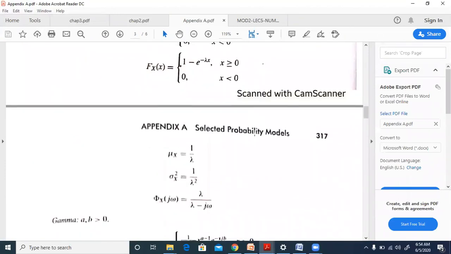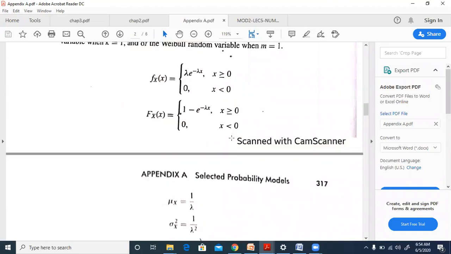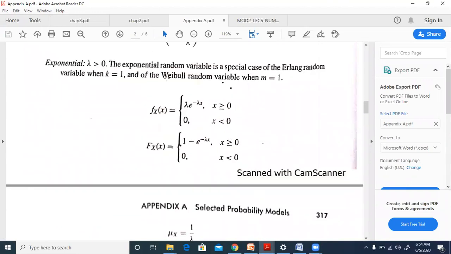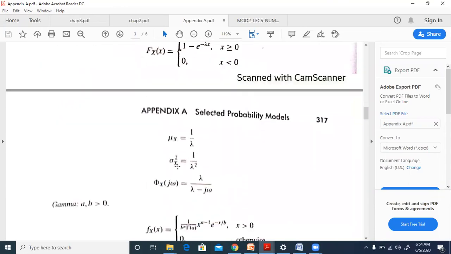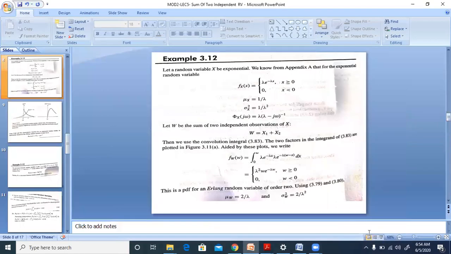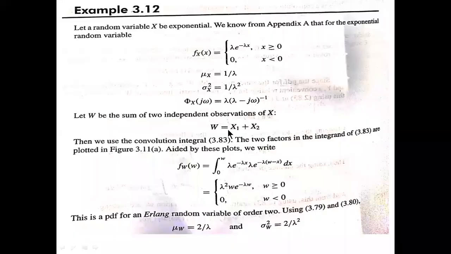This is the f_X(x) which we considered, with mu_X, sigma_X, and then the characteristic function. This can be written as lambda times (lambda minus j omega) inverse, just another way of writing the same thing. So having written that, let W be the sum of two independent observations of X, that is W is equal to X1 plus X2.